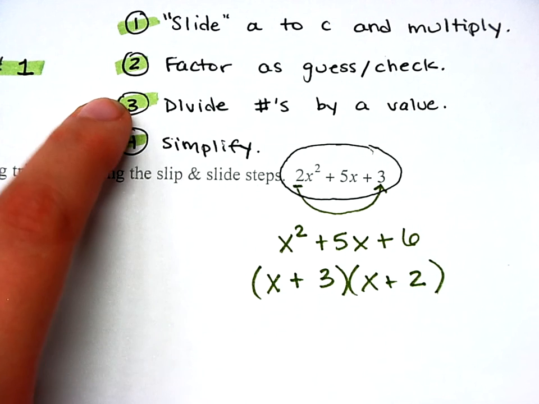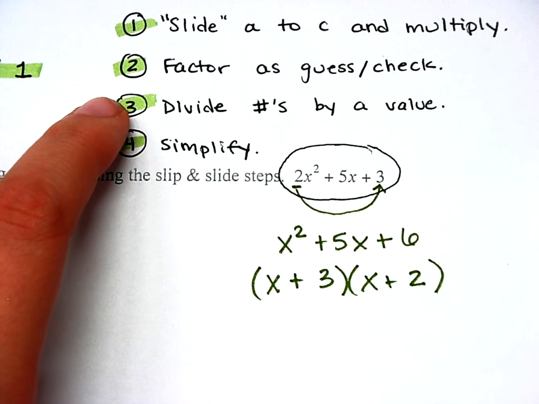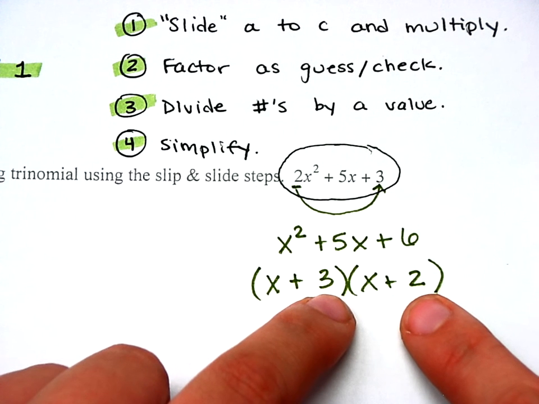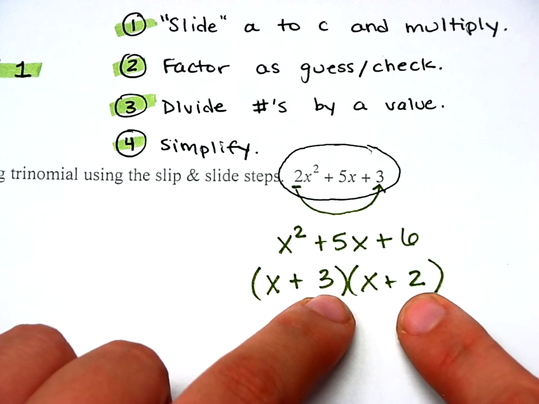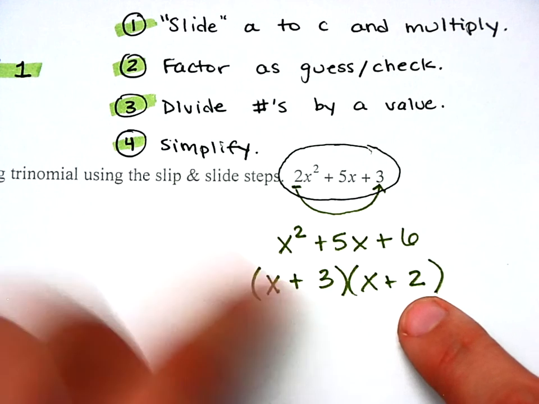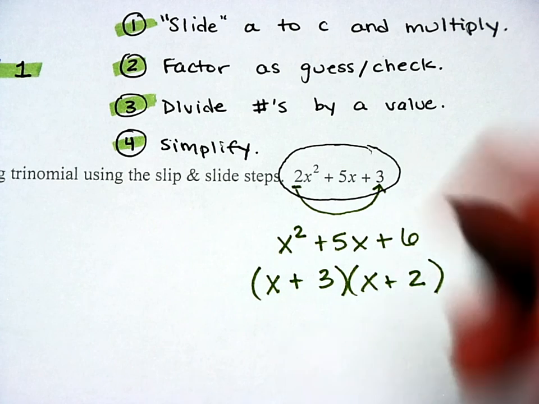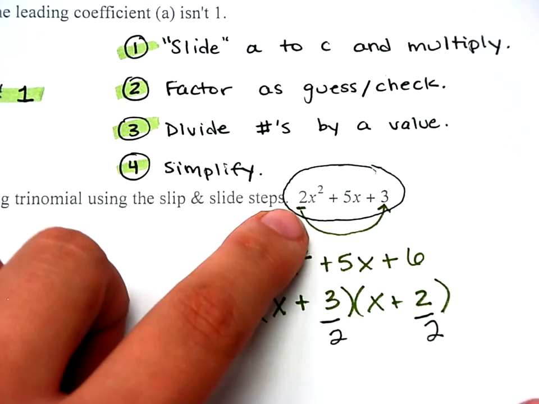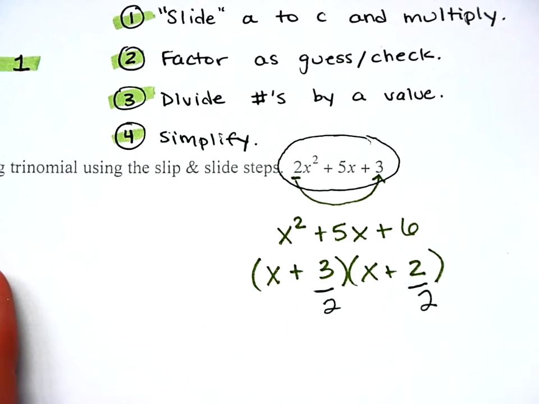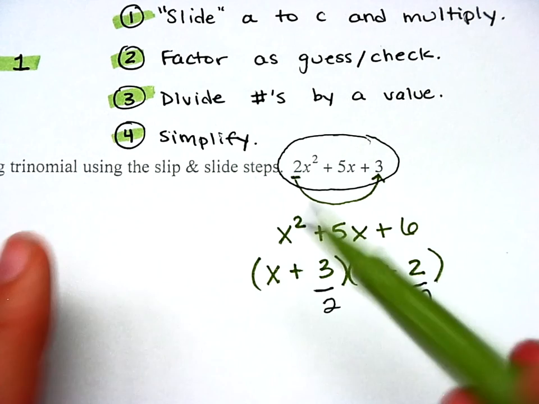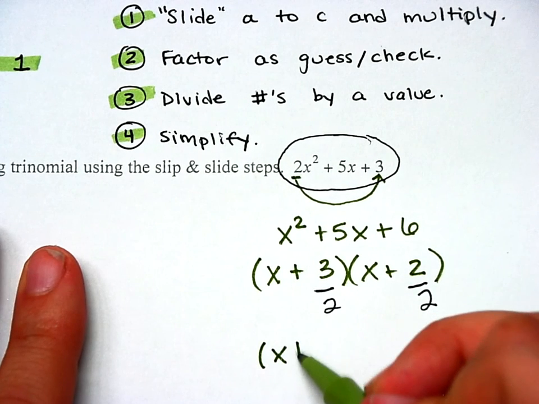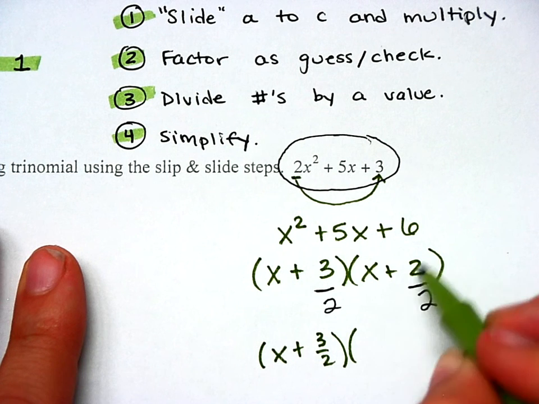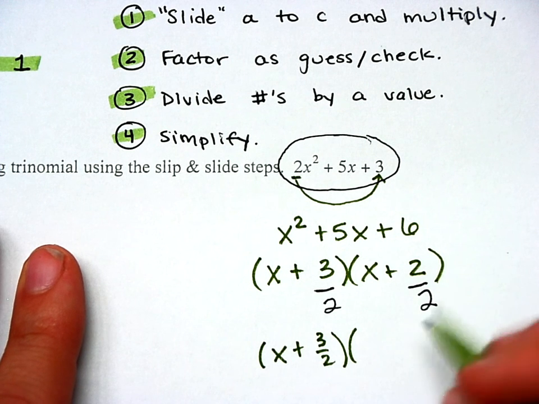My third step, don't forget this one. You need to divide these numbers by that original A value. So we're basically undoing that multiplication that we just did. So we're going to divide by 2, since that was my A value. Remember, that's the number we slid. And we're going to write what we get. So over here, I've got x plus 3 over 2. And over here, well, this just simplifies to 1.